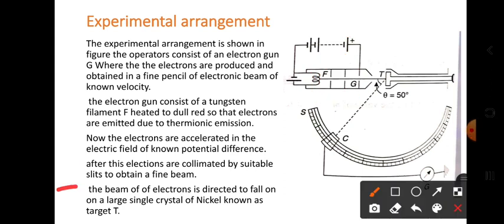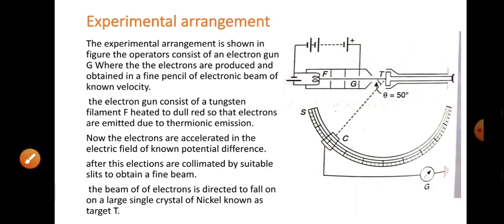Next, the beam of electrons is directed to fall on a large single crystal of nickel. See, this material is nickel. It is prepared from nickel material, large in size, and it is only one piece, one single crystal. This is known as the target, denoted by T.